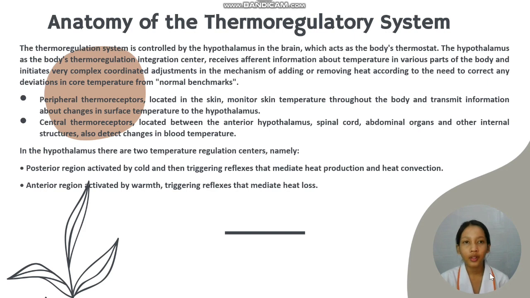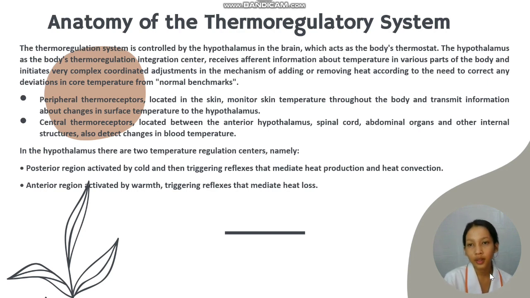Anatomy of the thermoregulatory system. The thermoregulation system is controlled by the hypothalamus in the brain, which acts as the body thermostat. The hypothalamus, as the body's thermoregulation integration center, receives a fair amount of information about temperature in various parts of the body and initiates very complex coordinated adjustments in the mechanisms of adding or removing heat according to the need to correct any deviations in core temperature from the normal benchmark.